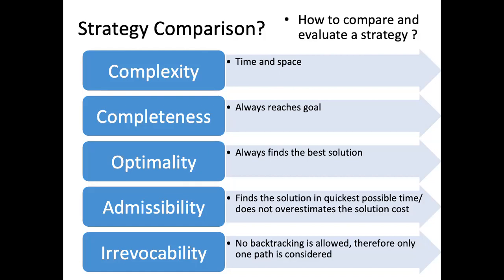Then you have irrevocability, and that means that the search may or may not have backtracking allowed. Therefore, if you are on a particular path, you completely evaluate that path before you change the direction. So these are the different factors that you use in order to compare the search strategies.